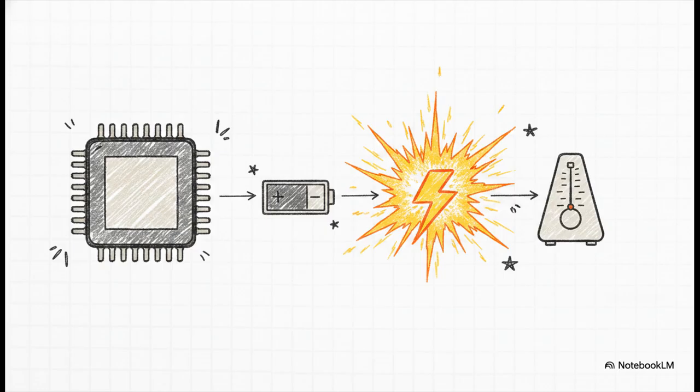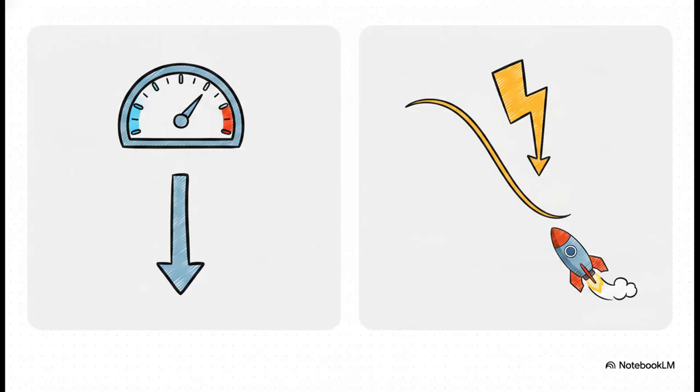But the absolute most important variable here by a mile is V, the voltage. Notice that voltage is squared. And that squared symbol right there, that is the massive mathematical aha moment of hardware design. Let's look at the difference.